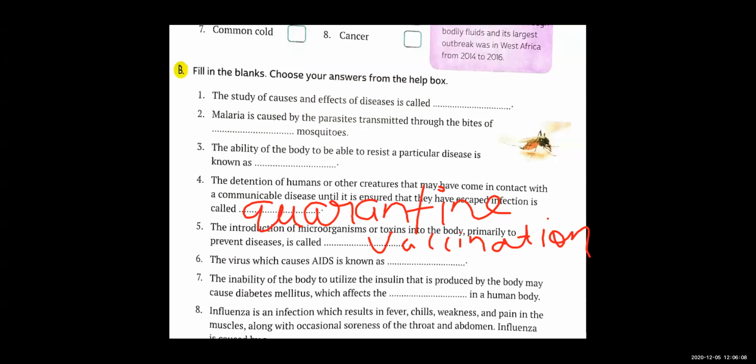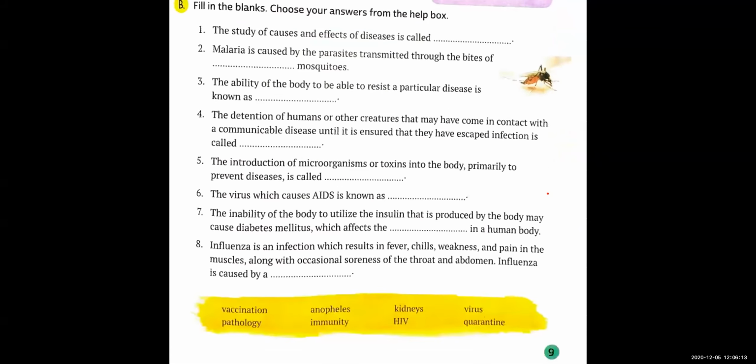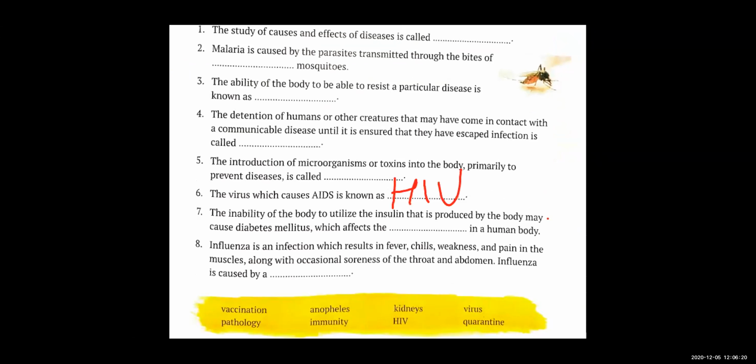Okay, let's move further. The virus which causes AIDS is the HIV virus. Okay, next. The inability of the body to utilize the insulin, that is sugar, produced by your body may cause diabetes mellitus. In diabetes patients, the organ affected the most is the kidney. So the answer is kidney.